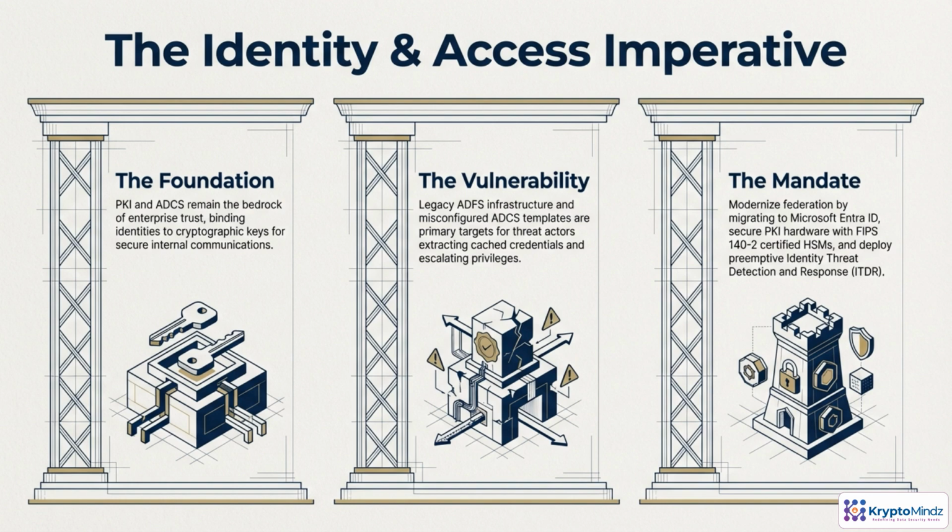Identity and access are now your real security perimeter. PKI and Active Directory certificate services form the foundation, binding user and device identities to strong cryptographic keys. When that trust fabric is healthy, VPN, Wi-Fi, and applications stay protected. But legacy ADFS, weak templates, and unprotected certificate servers become high-value targets for attackers. The mandate today is clear: harden PKI, modernize federation toward Microsoft 365 and Entra ID, and layer continuous identity threat detection on top.